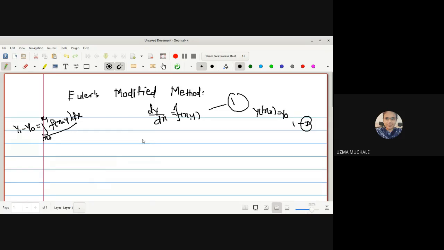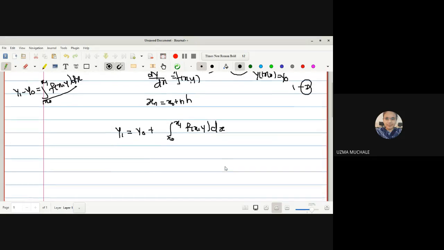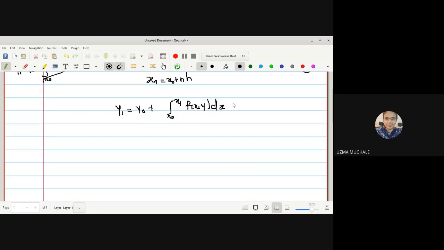So here we have to again find that x n is equal to x naught plus n into h. This is fixed. Now we have to integrate equation 1 once again, and we will get firstly y1 is equal to y naught plus the integration from x naught to x1 of f of x y. Whatever we have done for Euler's method, we have to do the same procedure. Integrating equation 1, we get this equation, say equation number 3, and now we have to find the value of this integral. We will find this by using our trapezoidal rule.